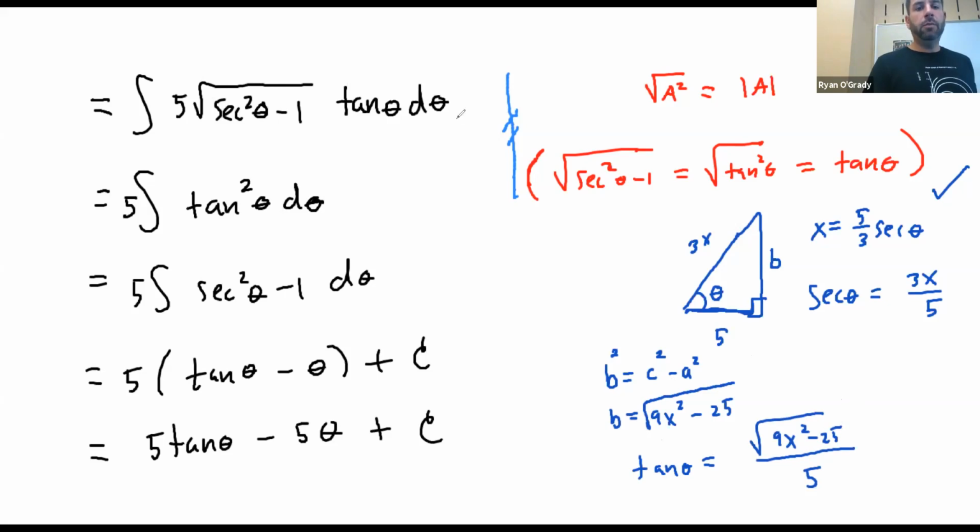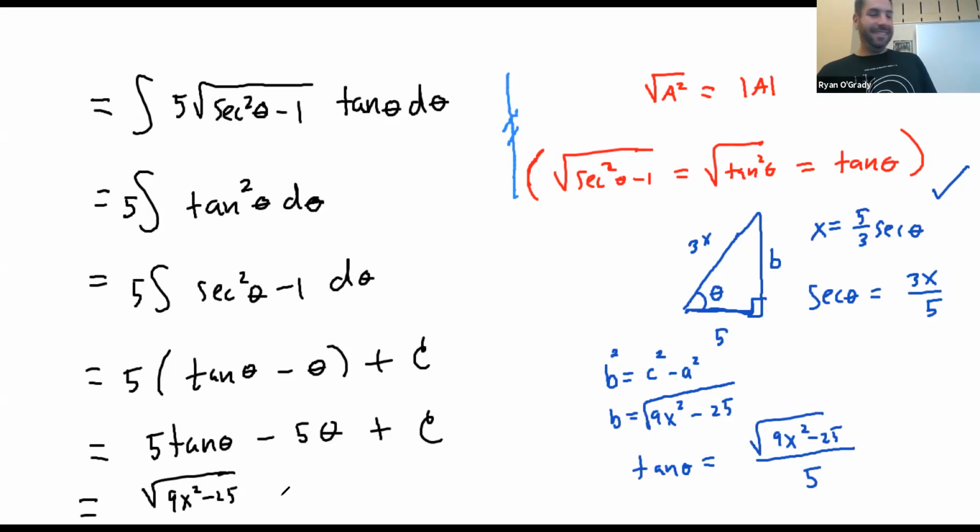What an ugly mess of a problem. And then how do we get done here? We write this. The 5's will cancel, so this is just the square root of 9x squared minus 25, and then minus 5 theta. What is theta? Well, theta is the inverse secant. Yikes. So this would be the arcsecant, and you have a 5 out front of it. It's going to be 3x over 5, plus c. That's a little ugly.